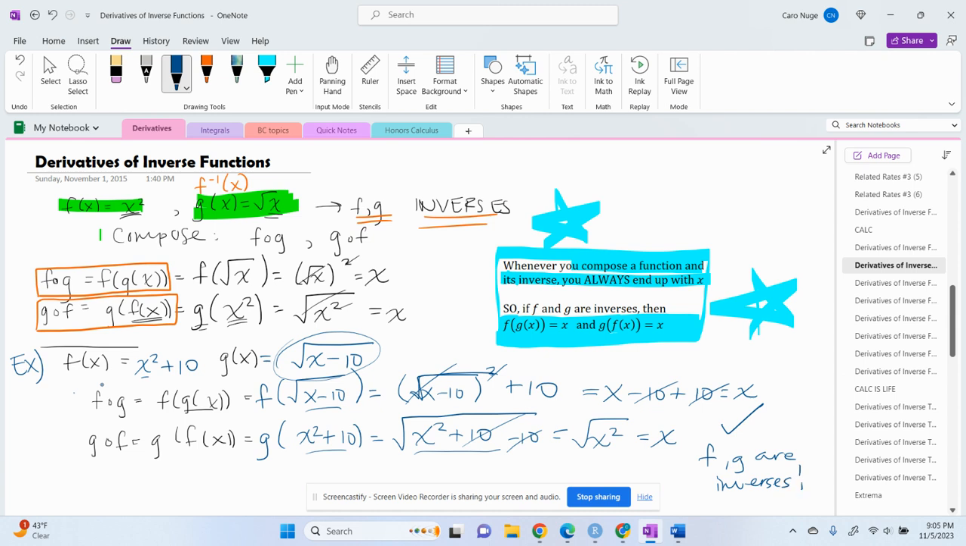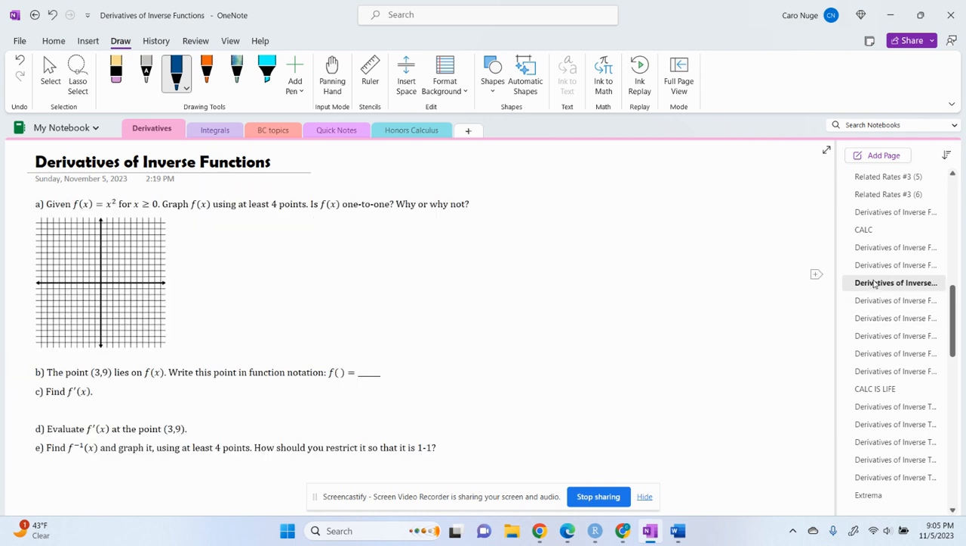All right. That was cool. Let's go ahead and start talking about derivatives and inverses. That was all background information, what you just did. I'm going to go through this sheet of paper. It's kind of a half sheet, a little bit more than a half sheet.